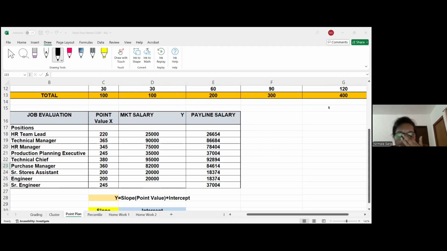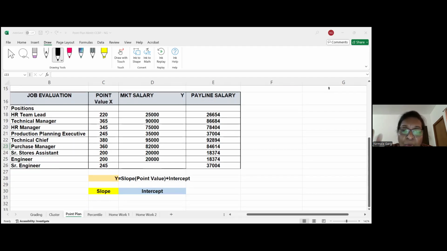Is that clear? Now, when you do this, you have to calculate two values for regression, slope and intercept. The formula for calculating the pay line salary is simple. If somebody has done higher mathematics or even 10th, 11th mathematics, y is equal to ax plus b. That's the straight line formula. So it's slope times point value plus intercept. To keep it simple, I'm not using ax plus b, where a is the slope, b is the intercept, to make it a little simpler.